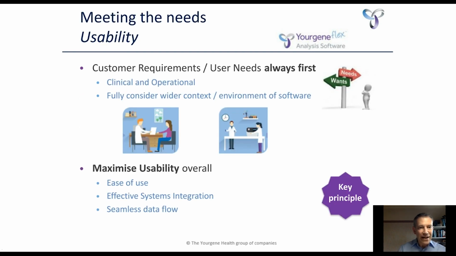On to usability. Firstly, always consider the customer requirements or user needs first. And that's clinical or operational. So it is talking to the healthcare professionals. It is talking to the people in the labs who will use the systems as well. Fully consider the wider context and the environment of the software. Things like connectivity come into that, and confidentiality. Maximize usability overall is the message here, which is a key principle for us. Ease of use, effective systems and integration, and seamless data flow are then what we need to get out of those.